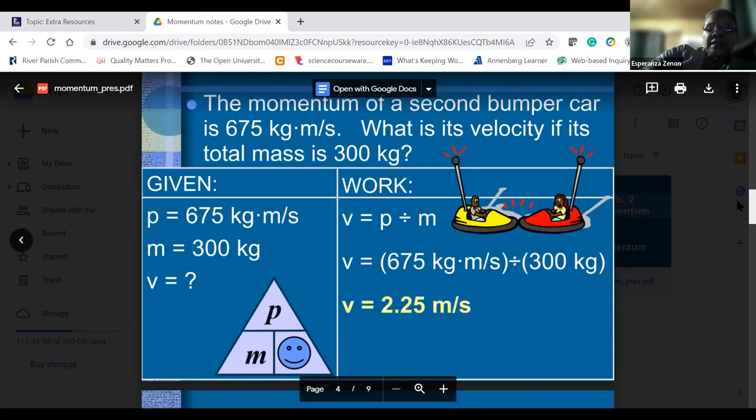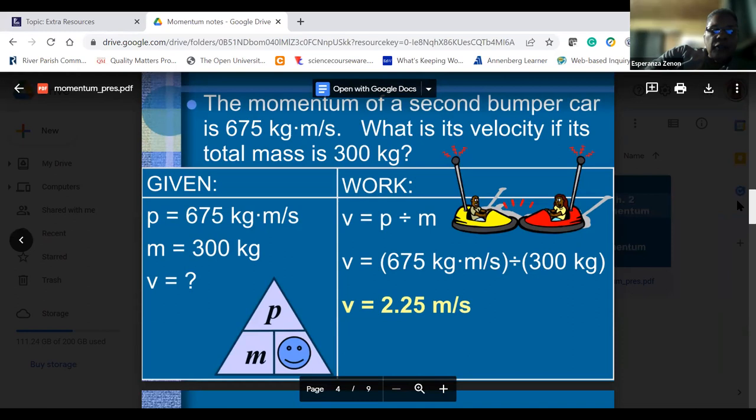The momentum of a second bumper car is 675 kilogram meters per second. What is its velocity if its total mass is 300 kilograms? So this time they gave us the momentum of the bumper car and the total mass. In this case, the mass is the car plus the person, right? So what they want is the velocity.